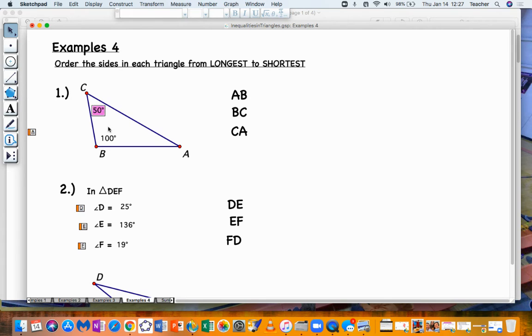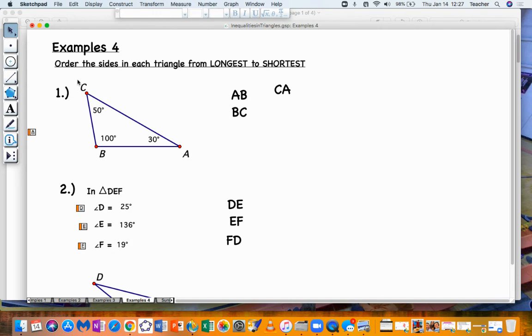That goes back to the sum of the interior angles of a triangle has to be 180. So if I know that's 100 and that's 50, now that's 150, 180 minus that, then angle A has to be 30. So I'm going to have to find that angle. And then I treat it like the previous ones. Now this one says longest to shortest, so I'm going to go largest angle to smallest angle. Largest angle is 100. That means AC or CA would be the longest.